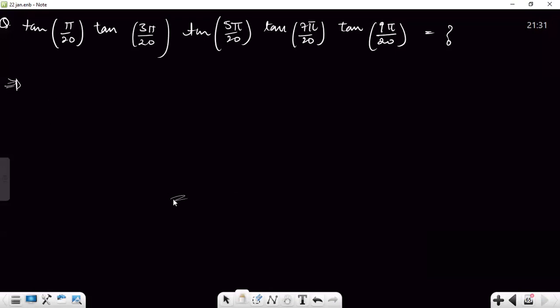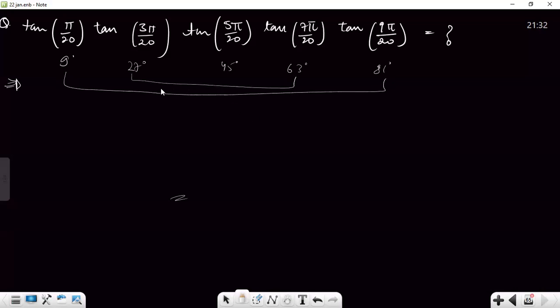So here we can observe that pi by 20 is 180 by 20, which is 9 degrees. 3 pi by 20 is 9 into 3, 27 degrees. 5 pi by 20 is 9 into 5, 45 degrees. 7 pi by 20 is 9 into 7, 63 degrees. 9 pi by 20 is 9 into 9, 81 degrees. We know the sum of 9 and 81 is 90, and 27 and 63 is 90.